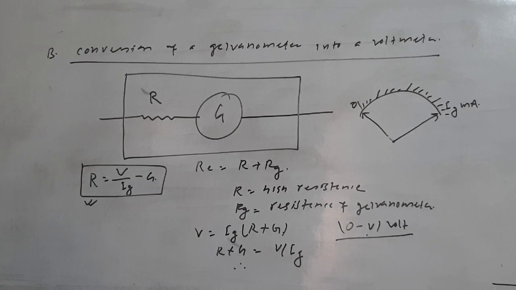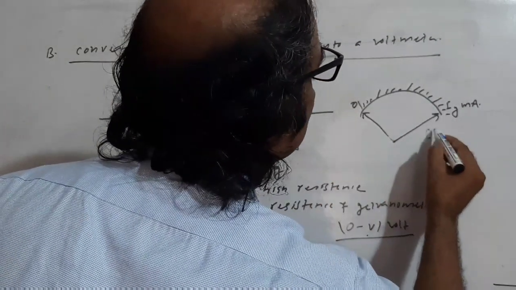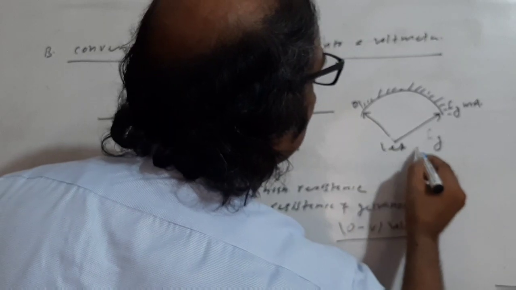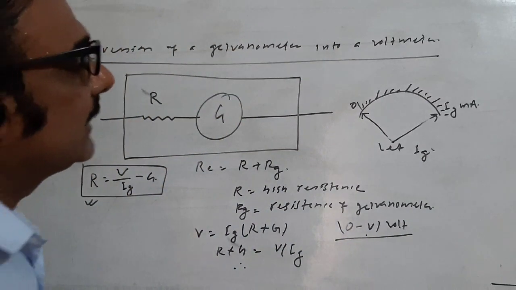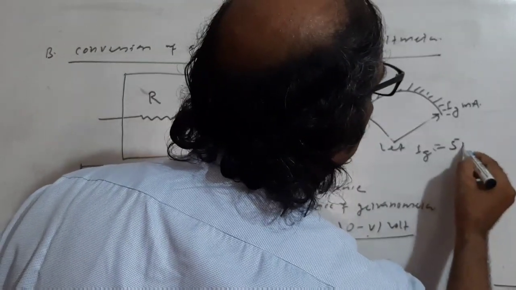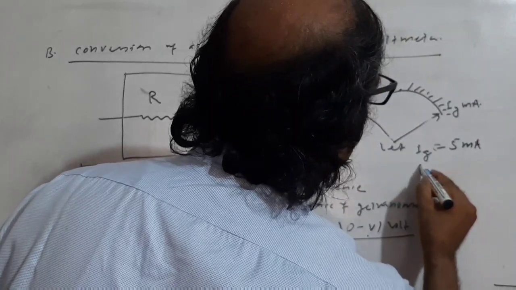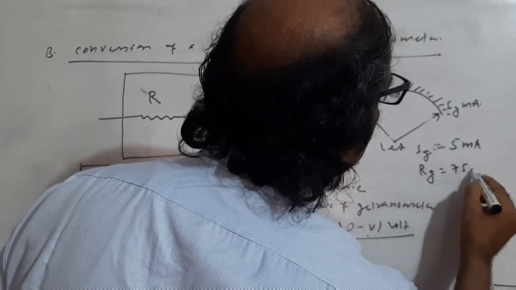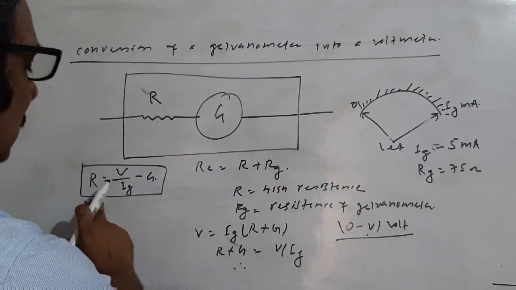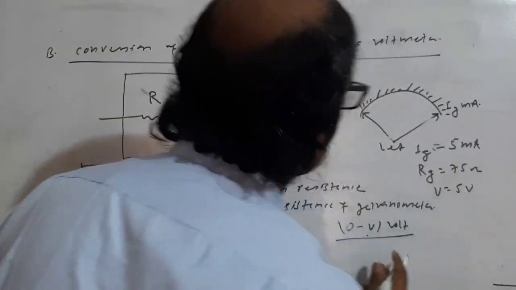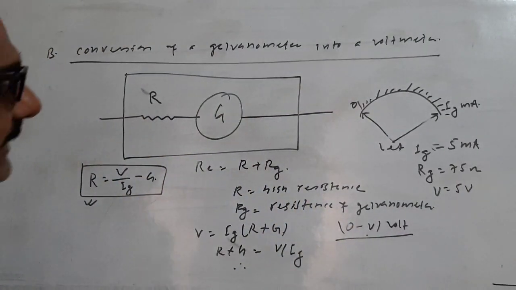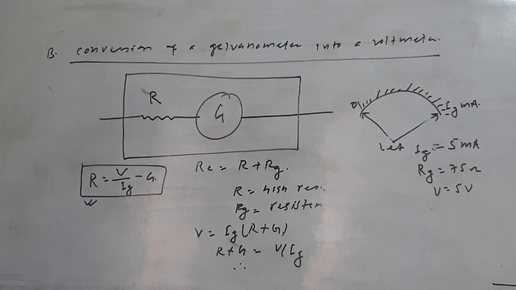Now come to the question here. Let Ig equal 5 milliampere, as stated earlier in the first question, and the resistance of the galvanometer is 75 ohm. Now it is converted into a voltmeter of range from 0 to 5 volt, so V is equal to 5 volt. So what is the resistance needed in series to convert the galvanometer into the voltmeter?